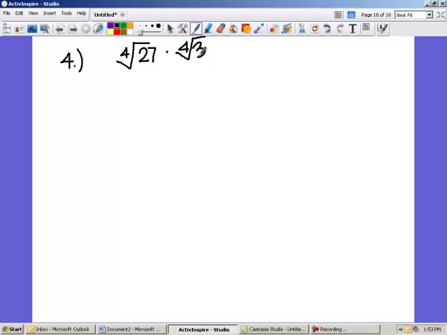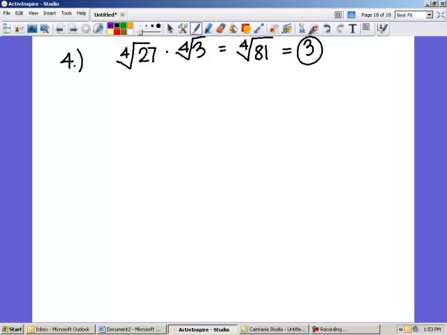The idea is we can combine these. What is 3 times 27? The answer is 81. And then we take the fourth root of 81. You can do this in your calculator or in your head, and the answer is 3.